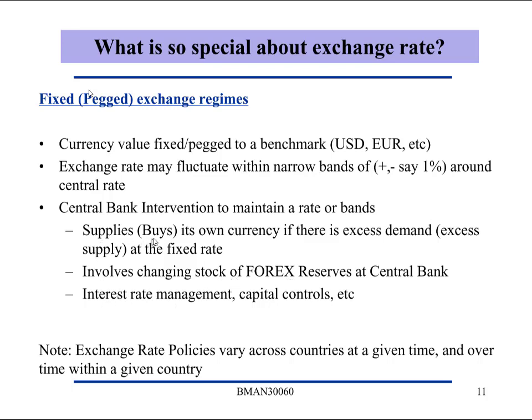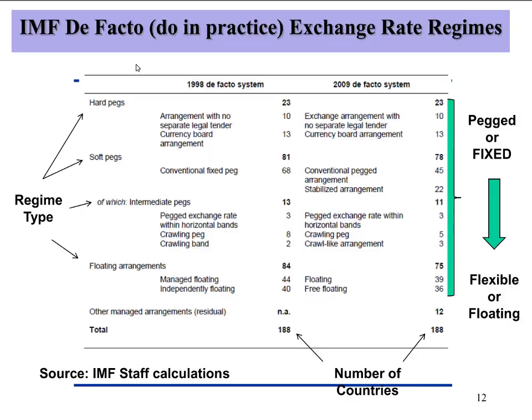Central banks intervene sometimes by using interest rate adjustment and sometimes by capital control. Exchange rate policy varies across countries at a given time, and it varies over time even within a given country. It's not easy to classify a certain country's exchange rate regime as one thing or another. The IMF developed a method to classify the exchange rate regimes of many countries using this table. They call this the two-factor exchange rate regime.